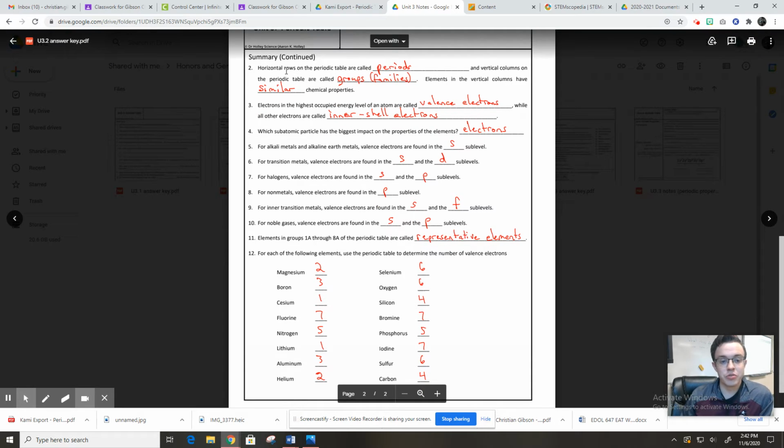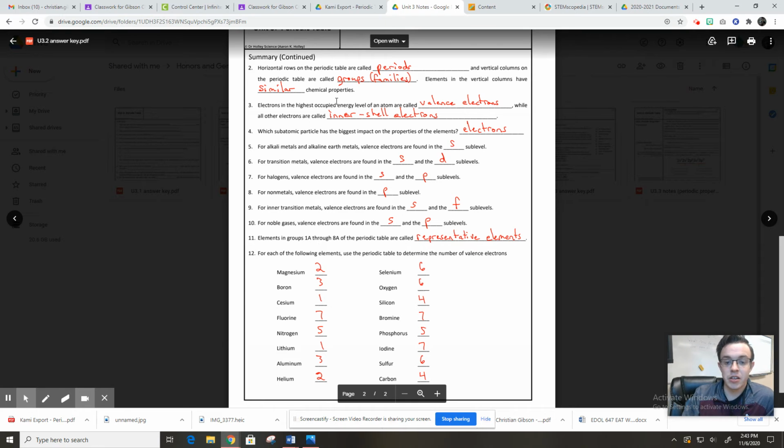So what are horizontal rows on the periodic table called? Well, they're called periods. Okay, there are 7 periods on the periodic table, 7 rows. Okay. And vertical columns are called groups or families. I'll most of the time call them groups though. So you've got group 1, 2, then you got the transition metals, and then it picks up on the other side, group 3A, 4A, 5A, 6A, 7A, and 8A. Those are all groups, vertical columns, okay?